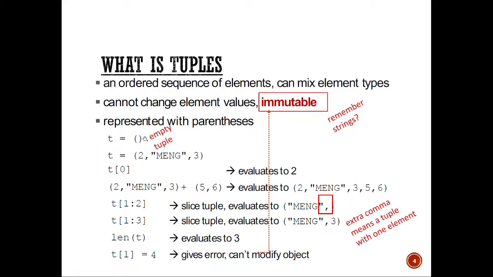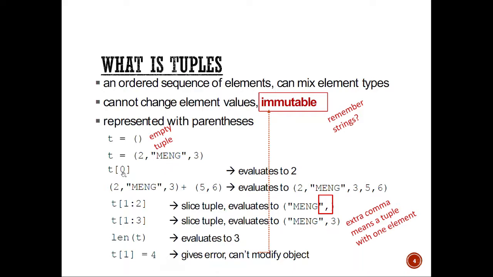Another important factor to bear in mind is the fact that we cannot change element values of a tuple, which means that tuples are immutable. So here, for example, we initially define T as an empty tuple. Then we define T again as a series of 3 elements, 2 of which are integers and 1 that is a string.